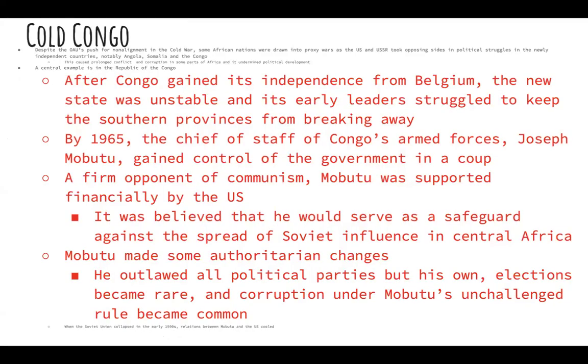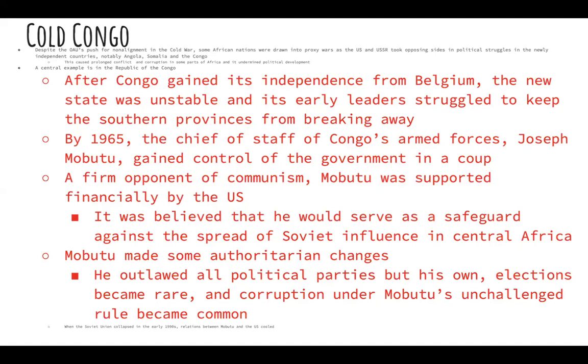All right, Cold Congo. So despite the OAU's push for non-alignment in the Cold War, some African nations were drawn into proxy wars as the U.S. and USSR took opposing sides in political struggles in the newly independent countries, notably Angola, Somalia, and the Congo. This caused prolonged conflict and corruption in some parts of Africa and undermined political development.